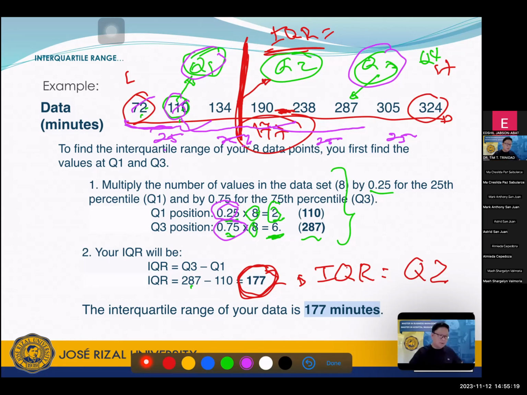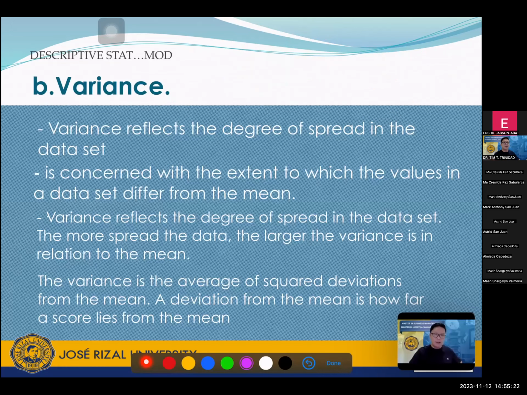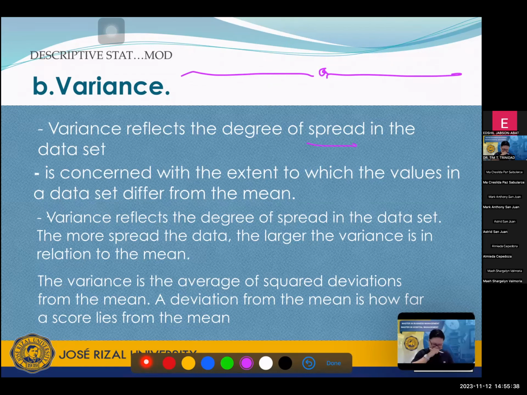Question? None? Let's proceed. So the second measure of dispersion is variance. So what is a variance? Variance reflects the degree of spread. So how far are you from the center? How variable are you? How different are you? Variance is concerned with the extent to which the values of a data set differ from the mean. Variance reflects the degree of spread of the data set, and the more spread the data, the larger will be your variance.